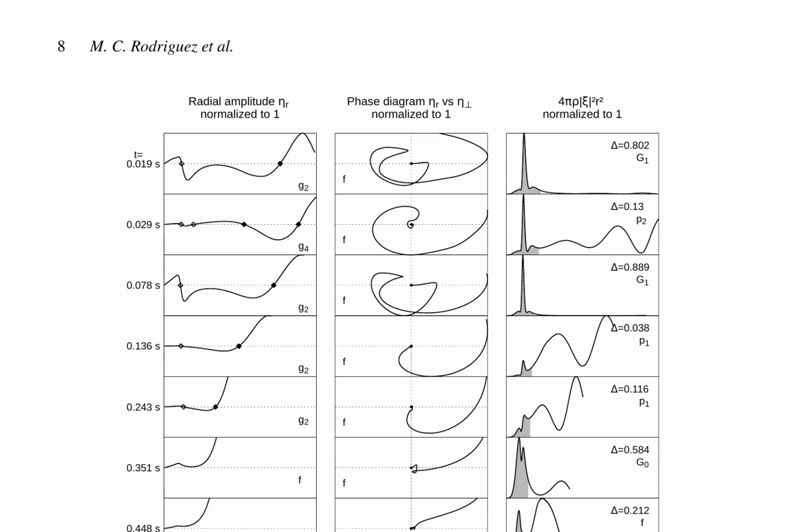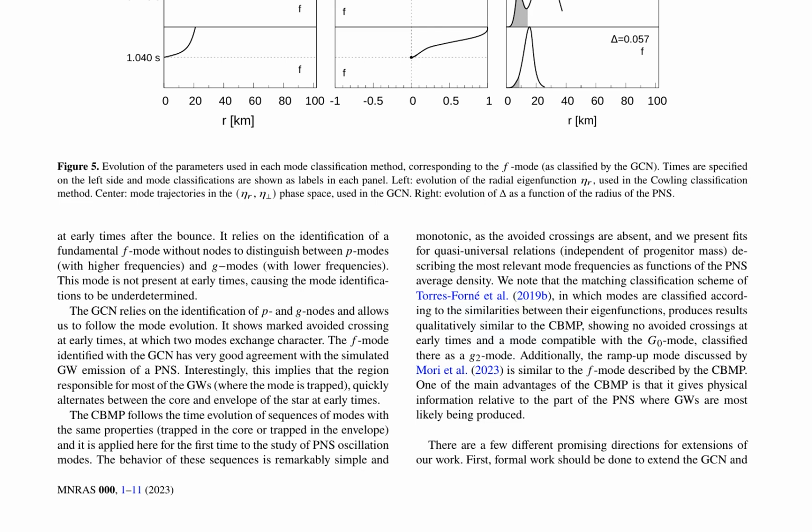The matching classification scheme of Torres-Forné et al. 2019b produces results qualitatively similar to the CBMP, showing no avoided crossings at early times and a mode compatible with the G0 mode, classified there as a G2 mode. The ramp-up mode discussed by Mori et al. 2023 is similar to the F mode described by the CBMP. One of the main advantages of the CBMP is that it provides physical information relative to the part of the PNS where GWs are most likely being produced.